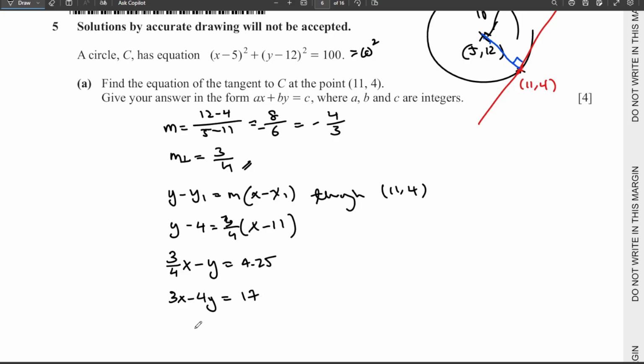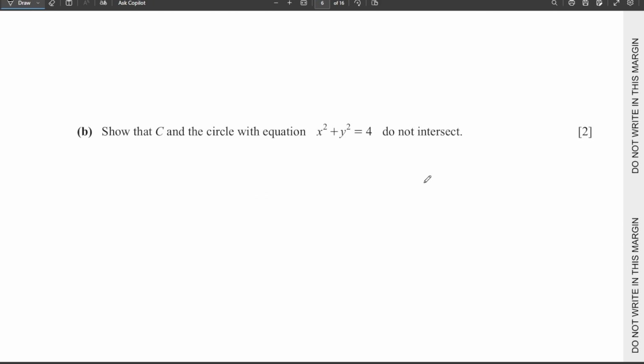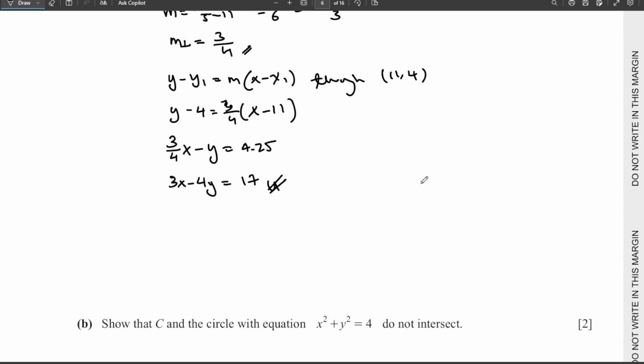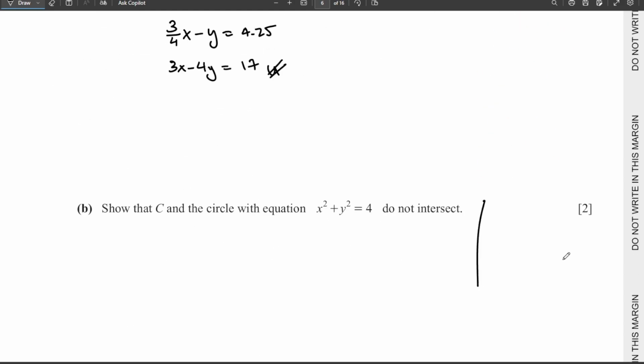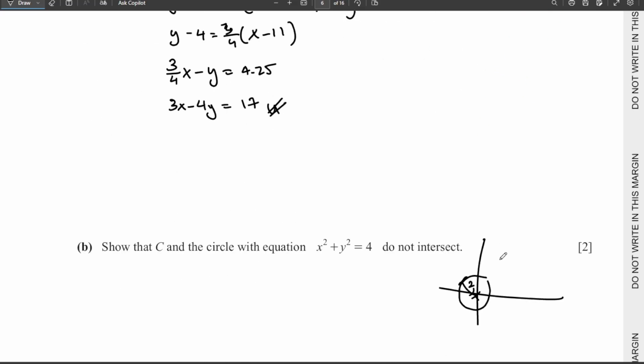Yep, so okay, this one is my final answer. Show that circle C with this equation does not intersect. If I sketch this roughly, it's a circle with this equation, center at 0, 0, and radius of 2, right? Okay, radius of 2. And then this circle, show that they do not intersect.